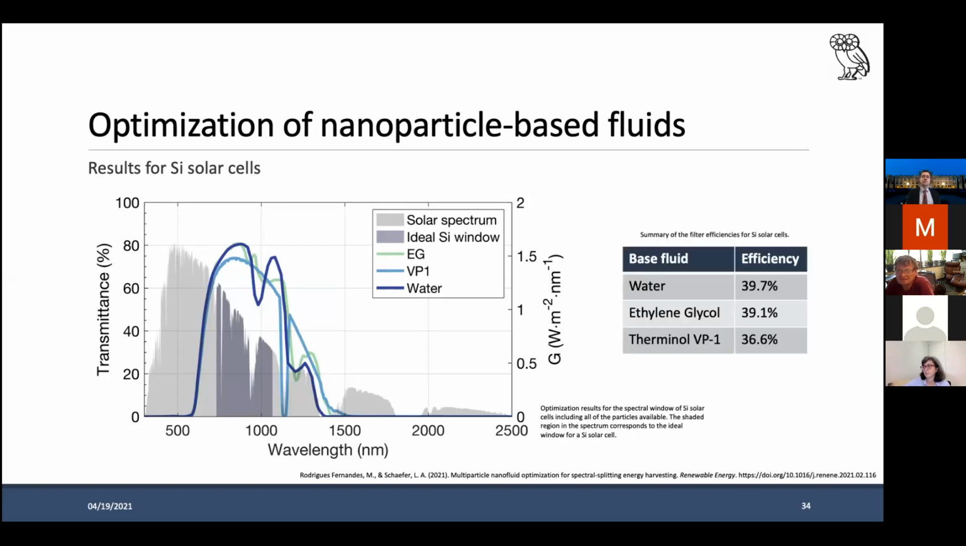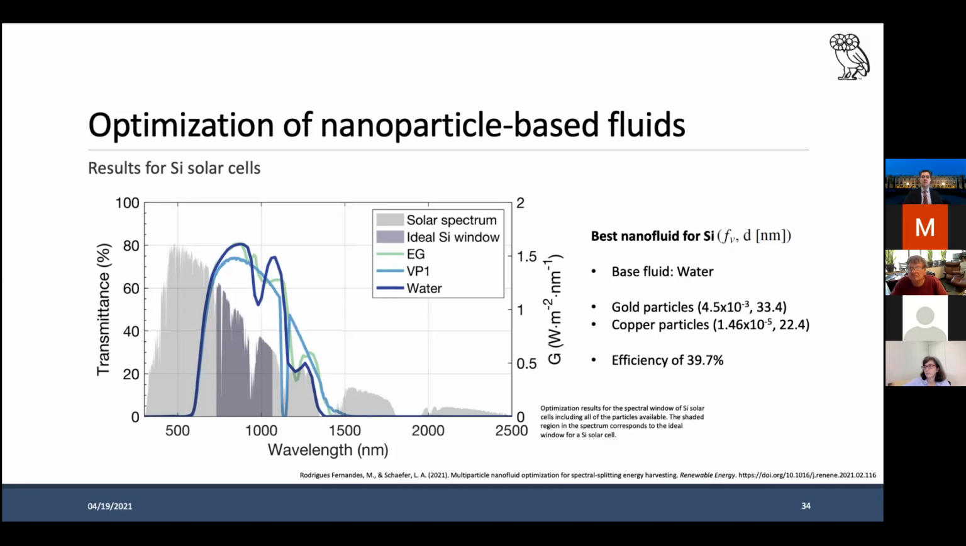A nanofluid based on water had the best spectral matching for silicon solar cells with an efficiency near 40%. And the nanofluid using ethylene glycol had an efficiency of 39.1%, and the one using Therminol VP1 had an efficiency of 36.6%. For the nanofluid based on water, copper nanoparticles were also selected besides gold, since they can absorb energy below 520 nanometers.